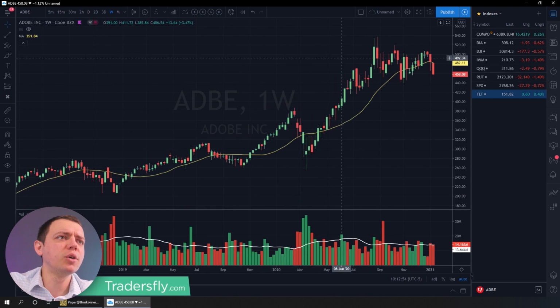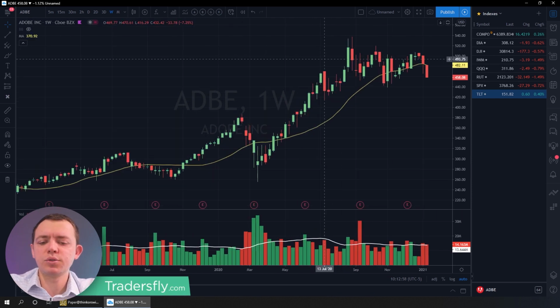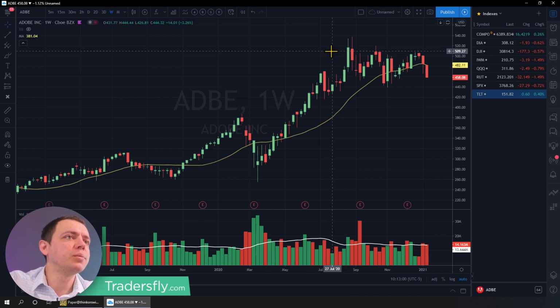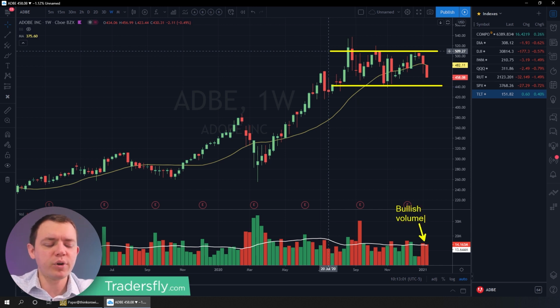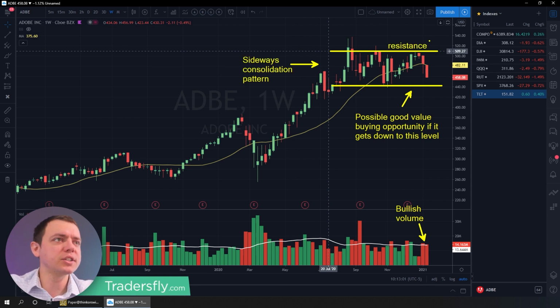If you check out Adobe, on the Adobe side, we've got resistance right here. You'll also notice here's kind of your critical support level. It is having some sell-off pressure. And I think this could be a possible good value buying opportunity if it gets to that level. Otherwise, for the time being, you are in a sideways consolidation pattern. There's your resistance. This is your support. So the stock is really just trending sideways.